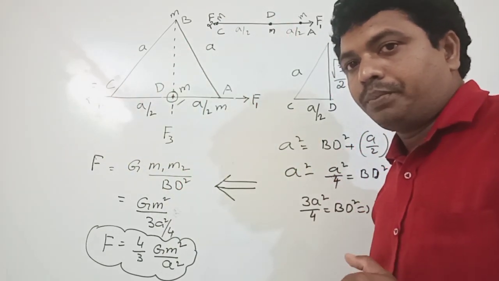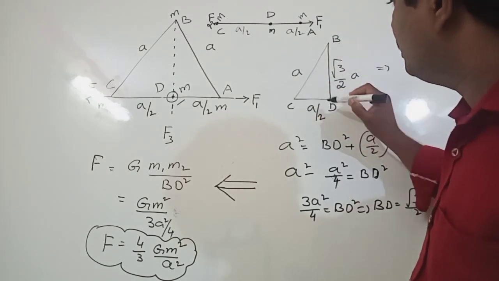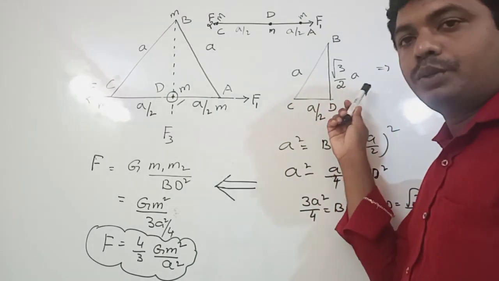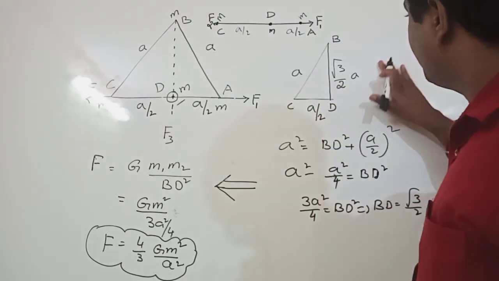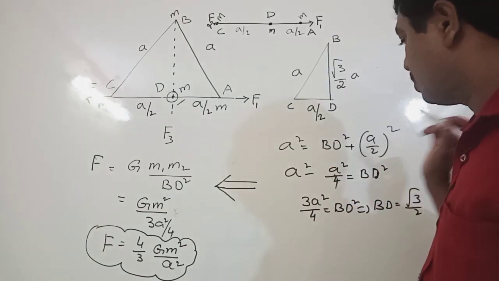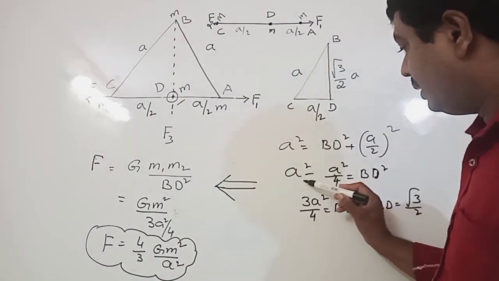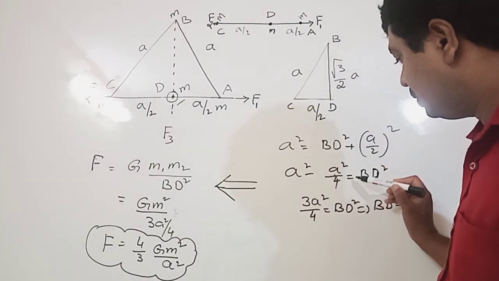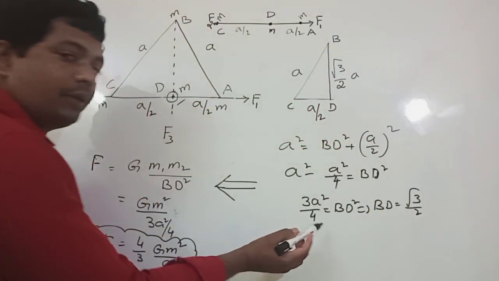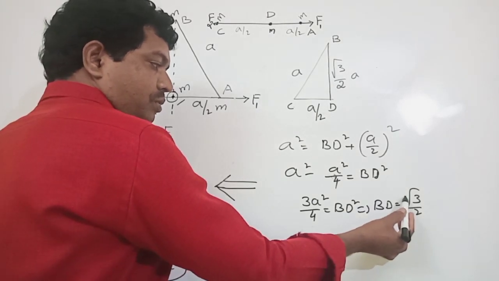Now let's come to the point. There are three points, B, C, D. This is a by 2 and this is a, this is root 3 by 2 a, right? So from this, a square is equal to b square plus (a by 2) whole square. It is nothing but the Pythagoras principle. From this Pythagoras principle, a square minus a square by 4 is equal to b square.